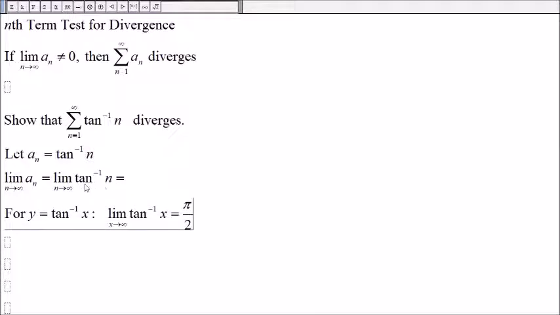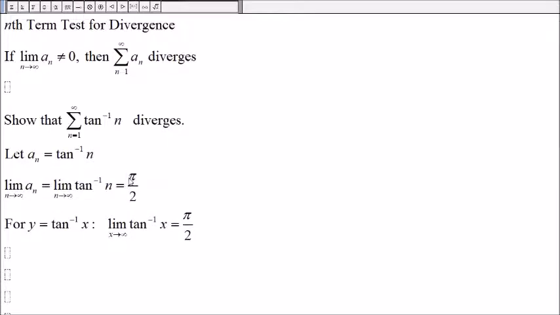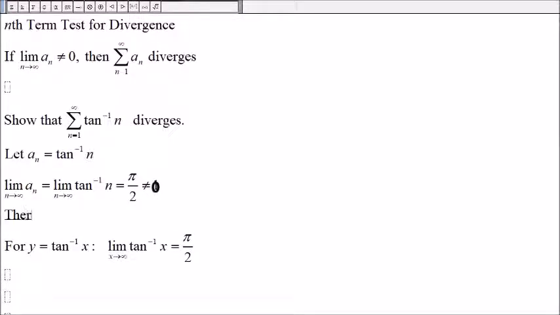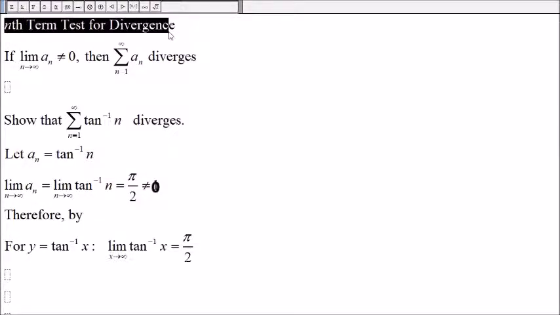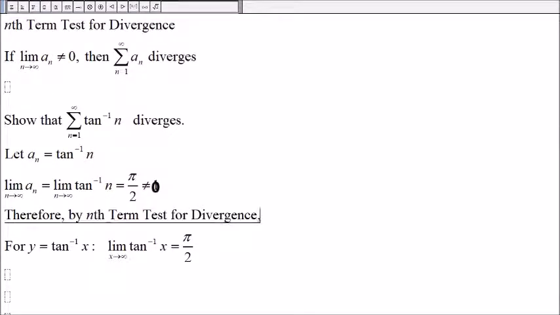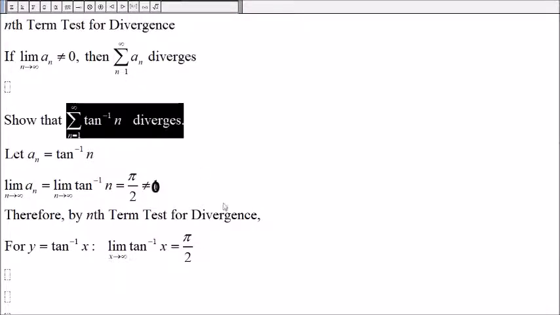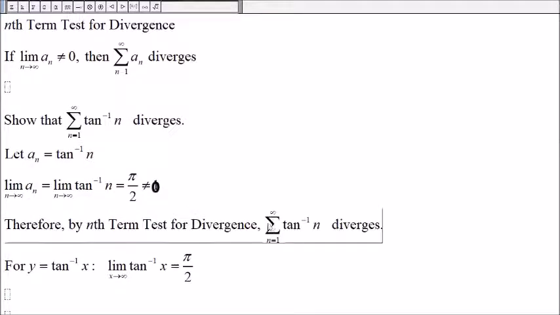So that tells us that the limit of tangent inverse of n is equal to pi over 2, which is not equal to 0, and therefore by the nth term test for divergence, the infinite series tangent inverse of n diverges.